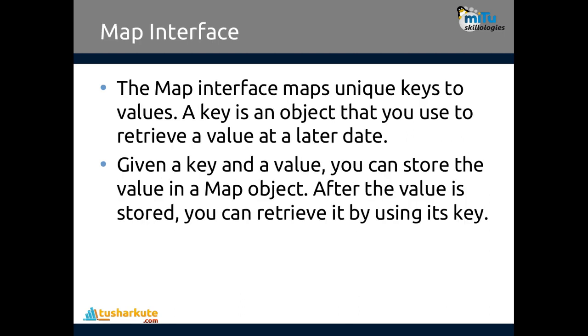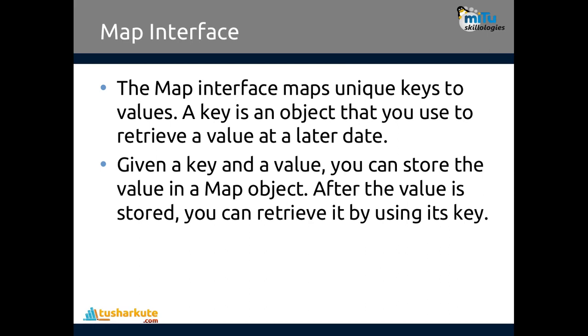Third interface is a map. Map interface maps unique keys to the values. The key is an object that you use to retrieve value at a later date. Given a key value, you can store value in a map object. After value is stored, you can retrieve it using key.